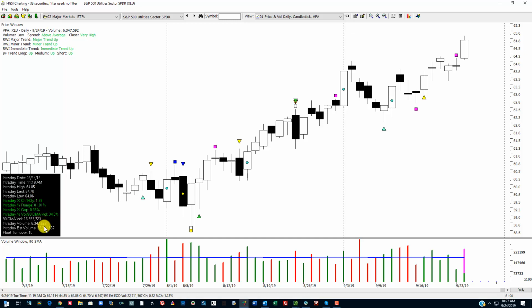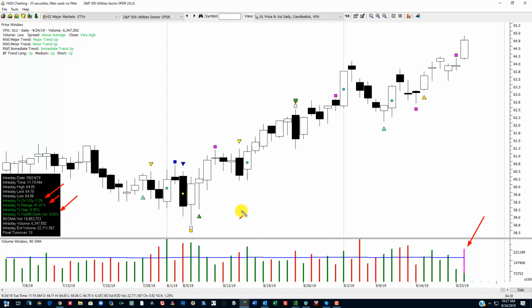These are warehouse fields which are projected onto the chart. So I can click over here and then come back over here, and I can see that my intraday volume compared to the 90-day volume is running 34.8% above what it normally is. So that represents this projected volume here. The current candle is at 81.01% of its daily range, and the one-day change is 1.28%.